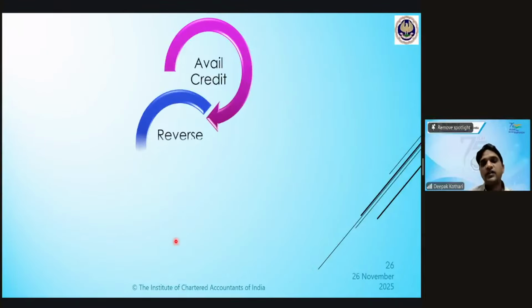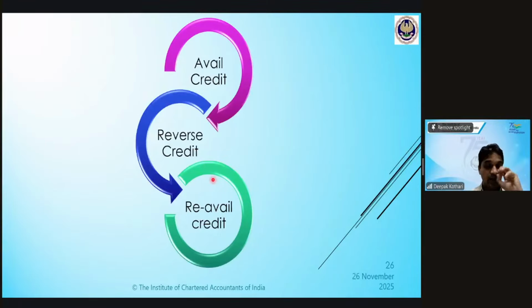So how will we do this? We will avail the credit, then we will reverse the credit. Why will we reverse? Because the supplier has not filed his GSTR 3B. But when you go and talk to the customer, he says, okay, I'll file it next month. Then once he files it, you can re-avail it.